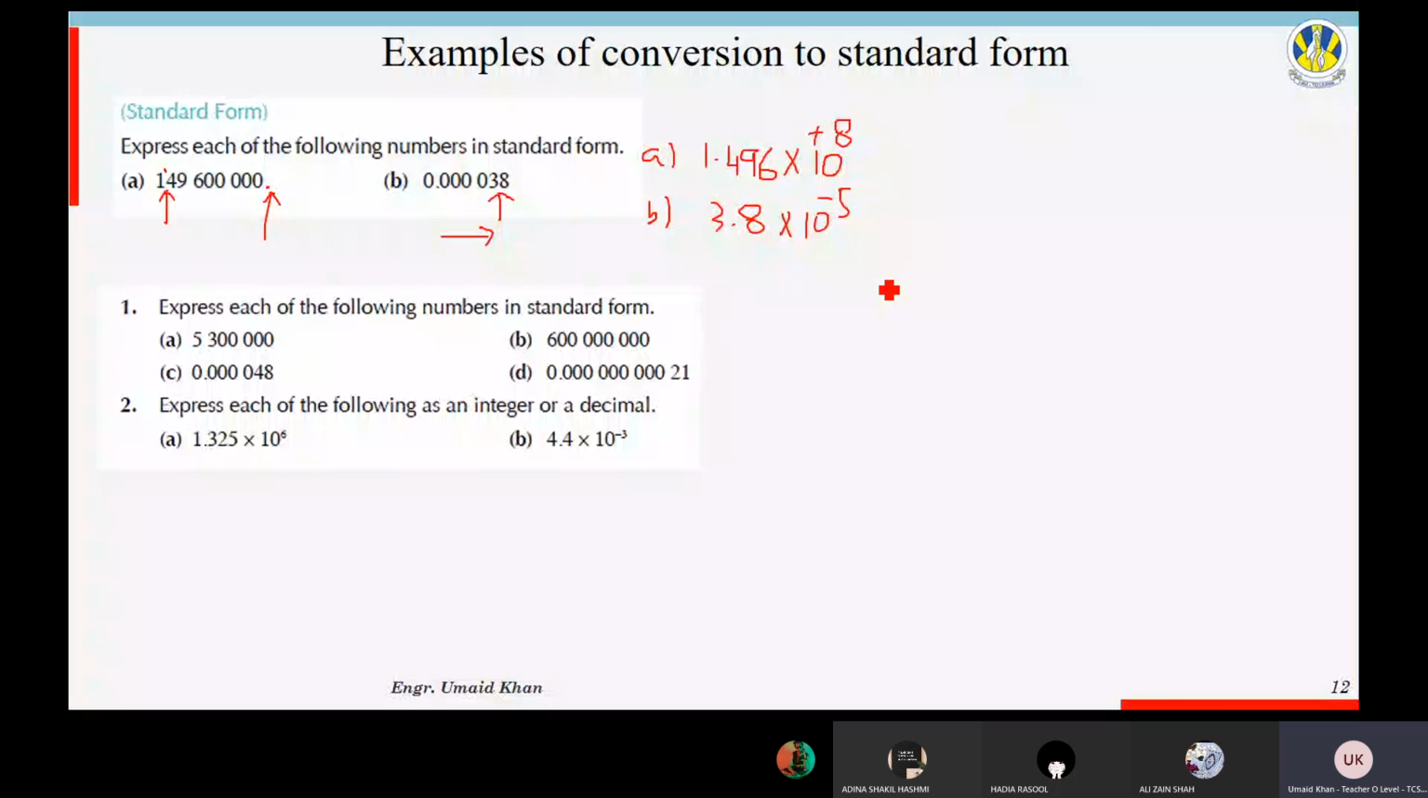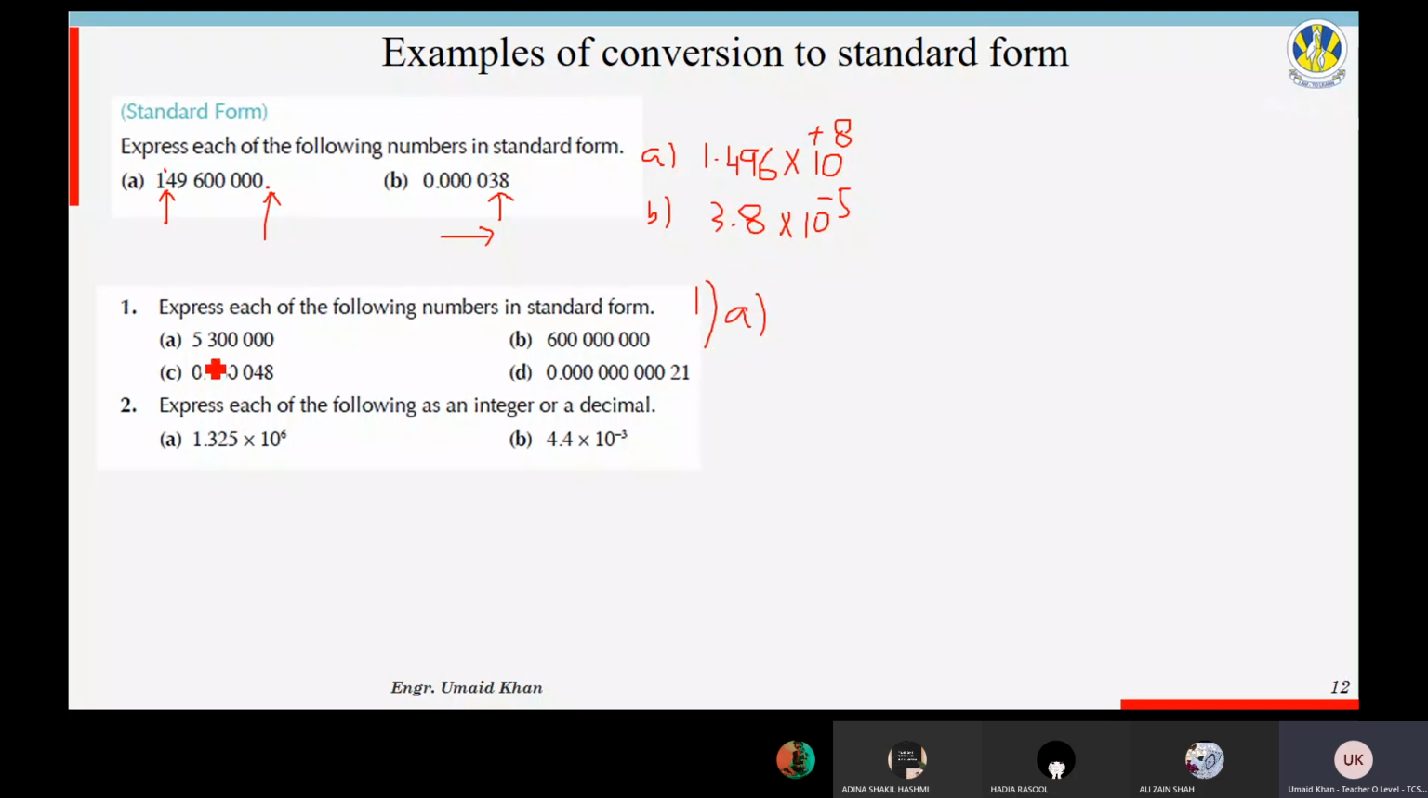Is it clear to all of you? Remember, if the decimal is moved to the left, the powers of 10 are increased. They are added. If the decimal is moved to the right, the powers of 10 are decreased and they are subtracted. Clear? Write this rule somewhere if you are not able to memorize it, so that you can apply it to all of the questions.